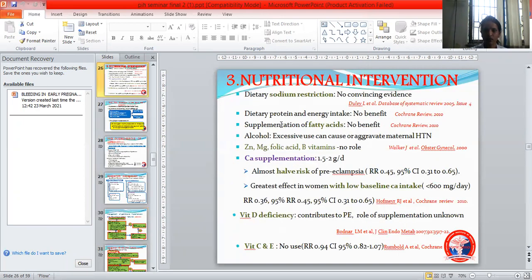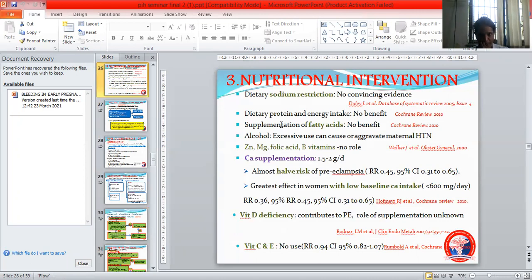There's only one thing which is recommended, that is calcium supplementation, 1.5 to 2 gram per day. And one more thing is aspirin, 150 milligrams at bedtime, in a patient who is at a higher risk of developing preeclampsia. So only these two are being used practically.